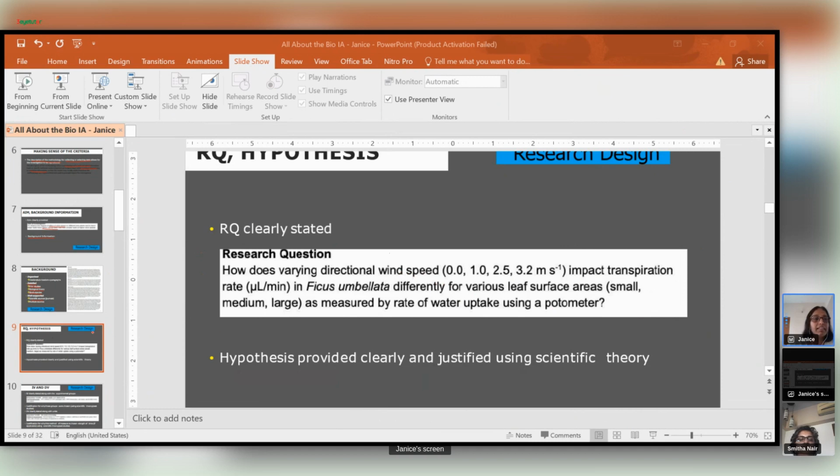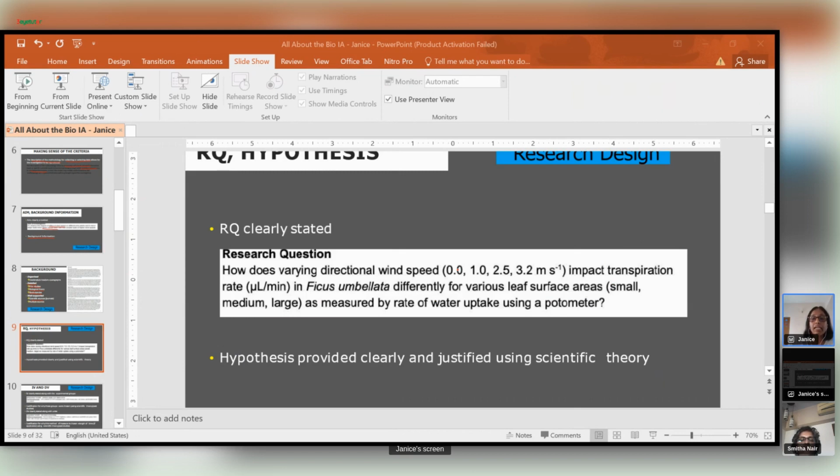Leaf surface area: they are small, medium, and large. Can you see this? So I am making it very, very clear. And how am I going to measure the rate of transpiration? By the rate of water uptake using an instrument called a potometer. So this is how my research question has to be.